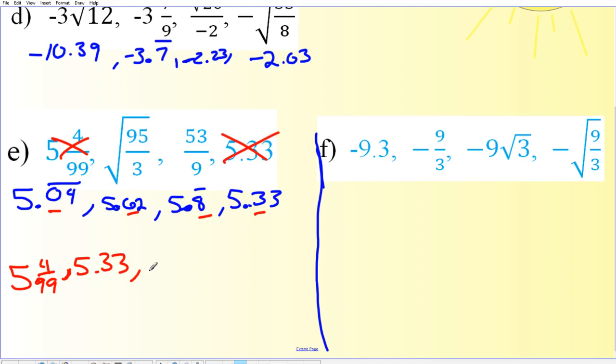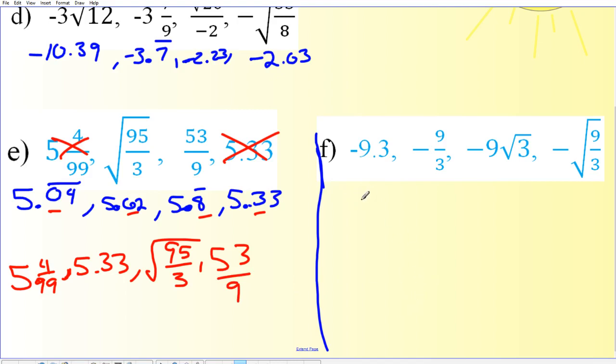Next two, 5.6 or 5.8. Clearly 5.6 is smaller. Hopefully you got the idea, and I don't need to go quite so slow. I think I'm done doing baby steps through here. We need to pick up the pace. This video's dragging on. And 5.8 is obviously the largest, 53/9. All right, letter F.